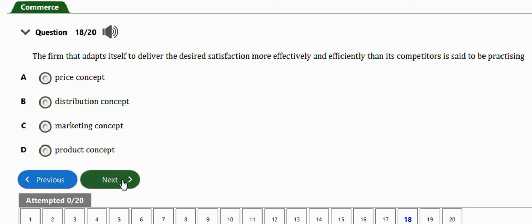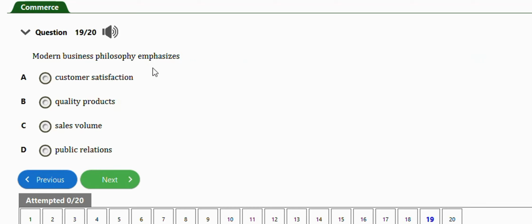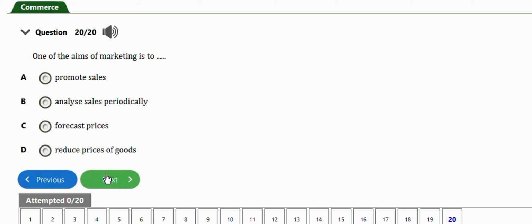Next question. It says modern business philosophy emphasizes customer satisfaction, option A. Last question for this video. It says one of the aims of marketing is to help promote sales, analyze sales, periodically forecast price, reduce prices of goods. It is to promote sales, option A. So guys, this is basically how you can do problems involving elements of marketing. We focused on the subtopic marketing concept with about 18 to 20 questions.